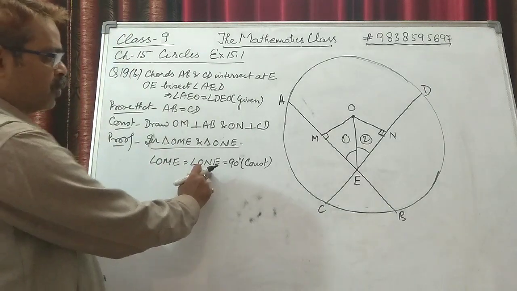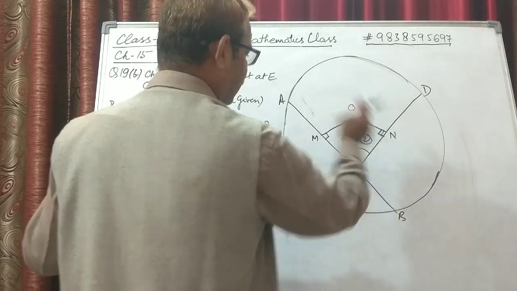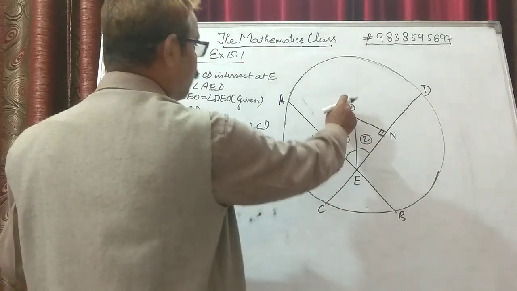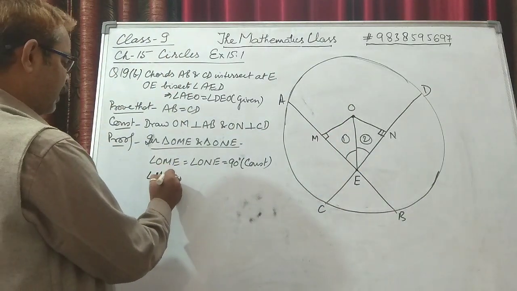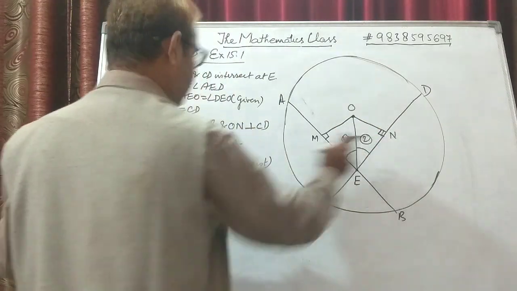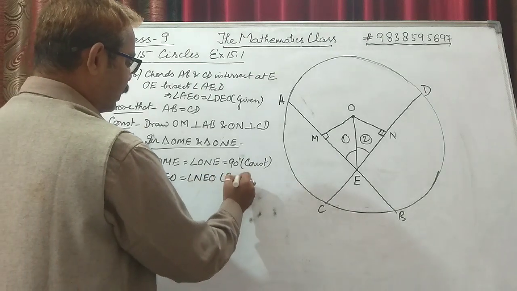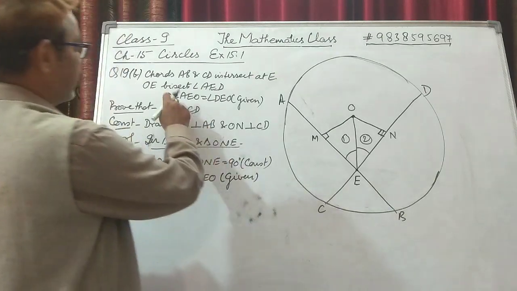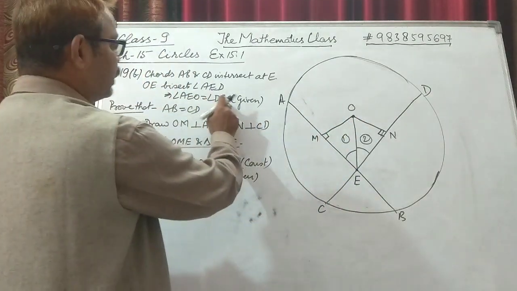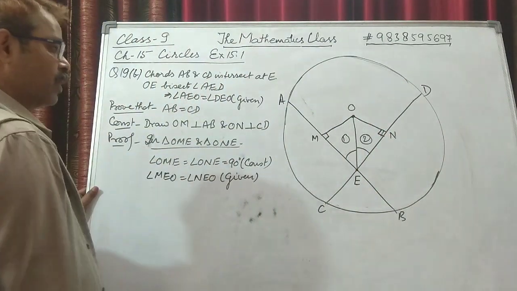So angle OME is equal to angle ONE. This angle and this angle are 90 degrees. Second thing, we can say angle MEO is equal to angle NEO. Why? It is given. Here AEO means MEO, and DEO means NEO. So these two angles are equal.